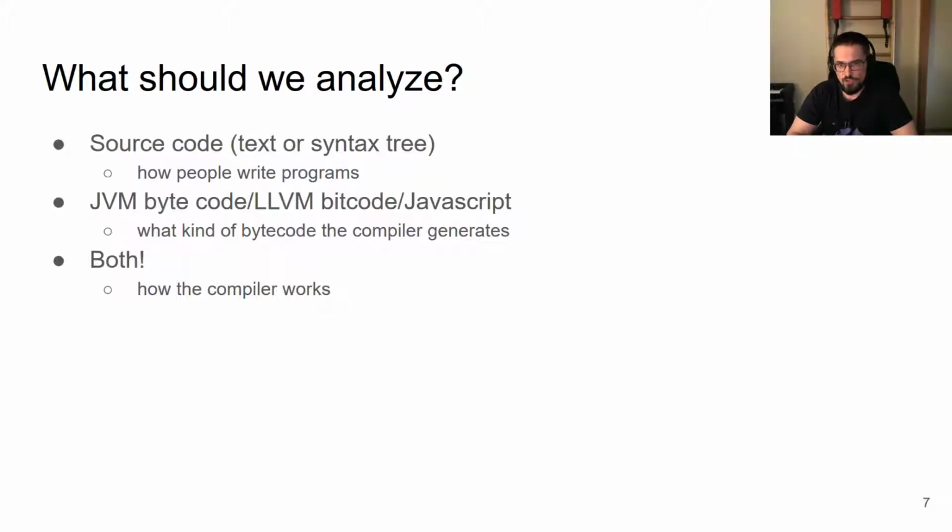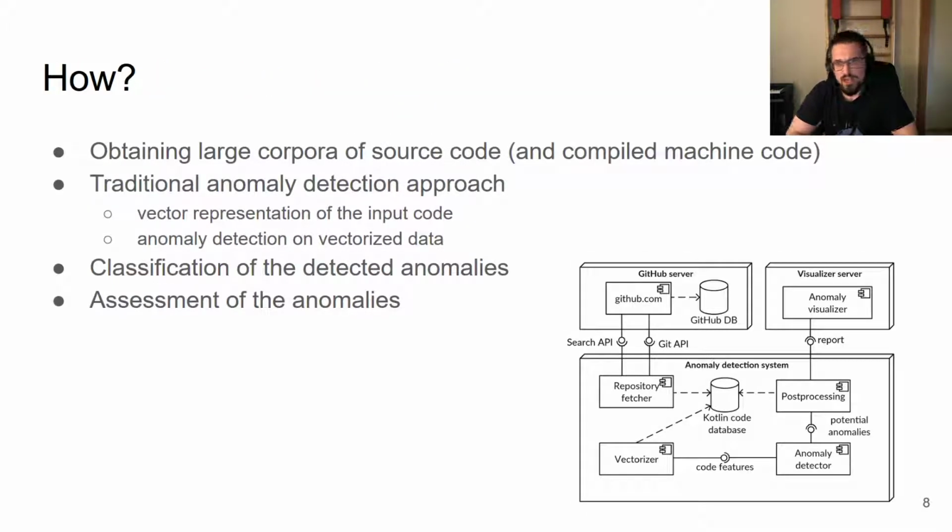For example, find code fragments that are anomalous in bytecode and are not anomalous in the source code. Such cases clearly indicate some issues in the compiler or somewhere else. In data science, the anomaly detection task is a well-known problem. We could build vector representation for the input code and perform anomaly detection on this vectorized data. And when we get anomalies, we could somehow classify them according to the types and assess the result.